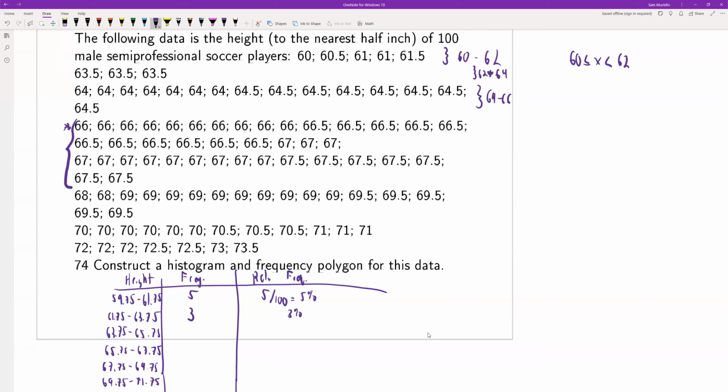The next group is big, and actually, the next group is all the way up through here. 1, 2, 3, 4, 5, 6, 7, 8, 9, 10, 20, 30, 40 data points here. Next, 1, 2, 3, 4, 5, 6, 7, 8, 9, 10, and 7 more, 17. Then 1, 2, 3, 4, 5, 6, 7, 8, 9, 10, 11, 12.